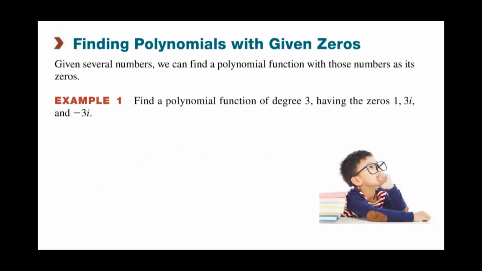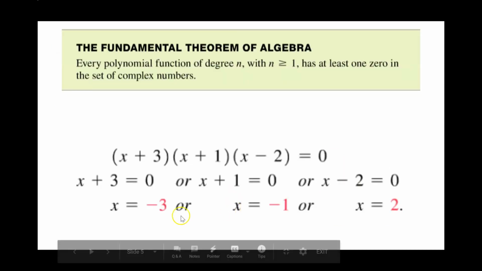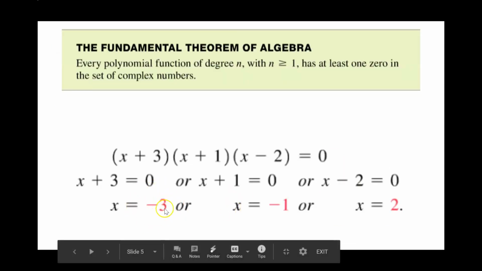Now we're going to actually find the polynomial. So this is where I'm actually going to give you the zeros. I'm going to give you -3, -1, and 2. And you need to put it back into factors. So take this one here, change the sign, make it x plus 3. Change this one, make it x plus 1. And then change this one, make it x minus 2.